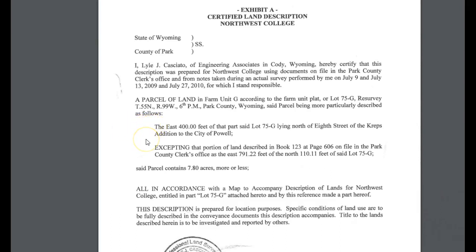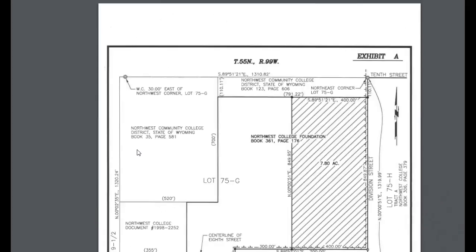And it then describes it further: the east 400.00 feet, so we're down to hundredths of a foot, of that part of Lot 75G lying north of 8th Street of the Krebs Addition to the City of Powell, excepting that portion of land in this block. The parcel contains 7.8 acres more or less. Okay, so what are we talking about?